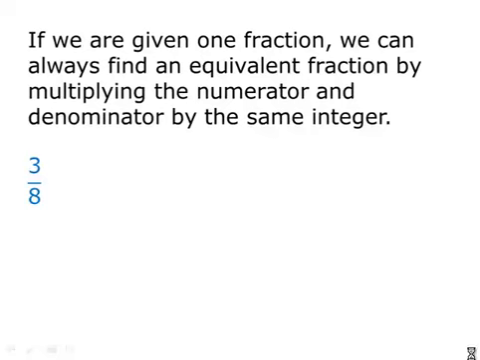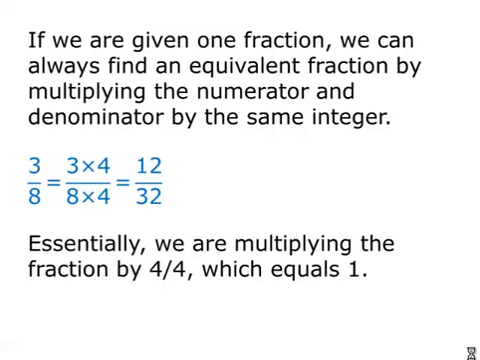We could multiply the numerator and the denominator by 4. This would give us 12 over 32, an equivalent fraction. Essentially, we are multiplying the fraction by 4 over 4, which equals 1.